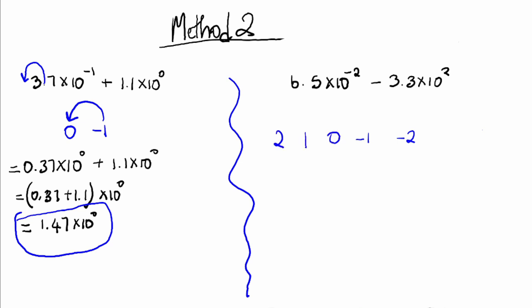How many times will we move the decimal point? 1, 2, 3, 4 times. Let's go. 1, 2, 3, 4. We would fill these spaces with zeros. Now what are we left with?